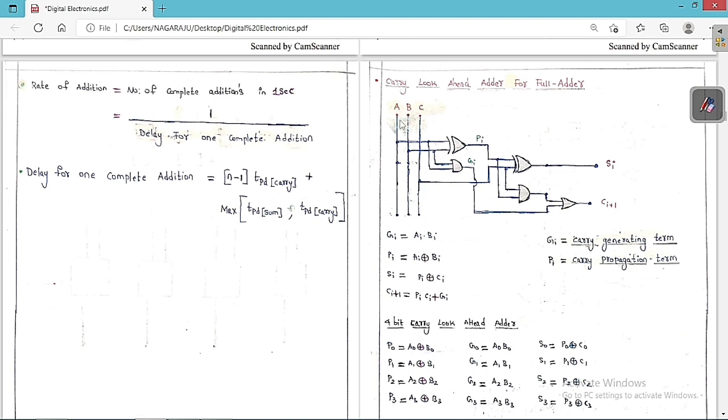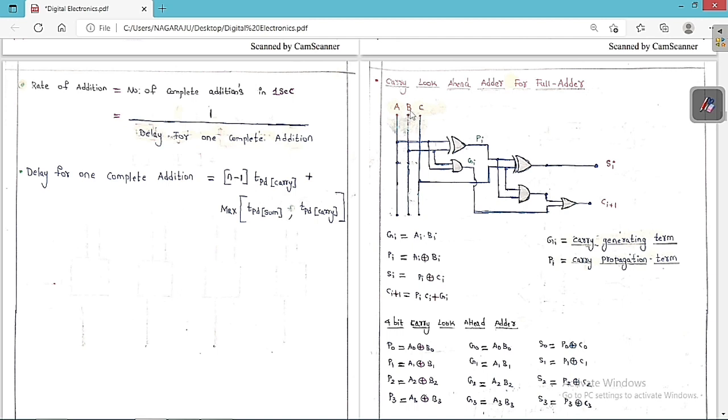I already told you that for a full adder we are going to have three inputs: A, B and C. The output S is nothing but A XOR B XOR C, and also the carry C is equal to AB plus BC plus CA. So we are going to build a circuit in this fashion. We are going to use two AND gates and also one OR gate. So we are going to get the same result as the previous one. This S is equal to A XOR B XOR C, and the carry we are going to get is AB plus BC plus CA.